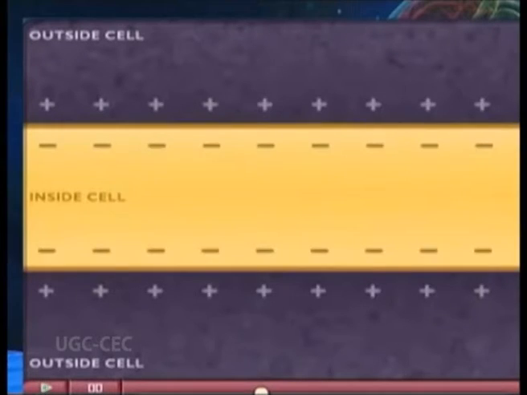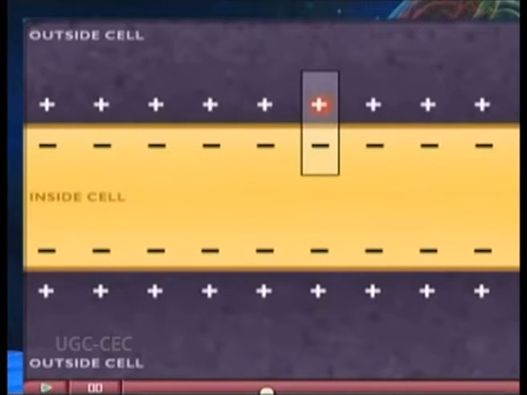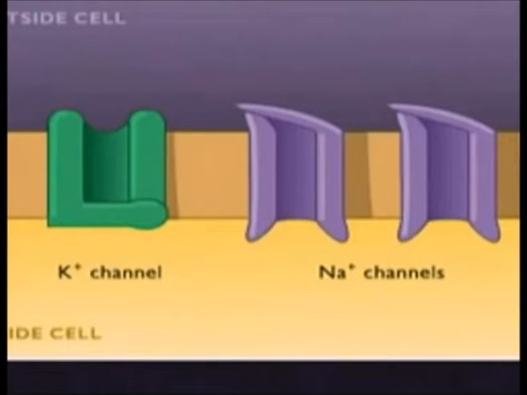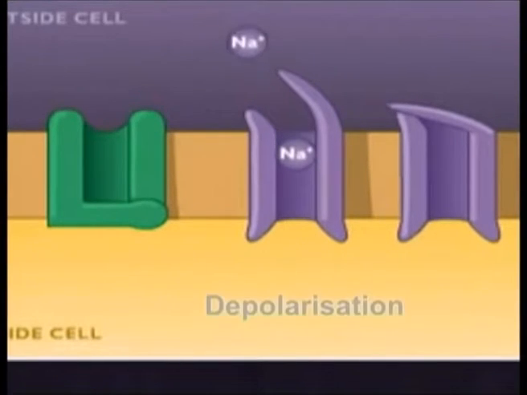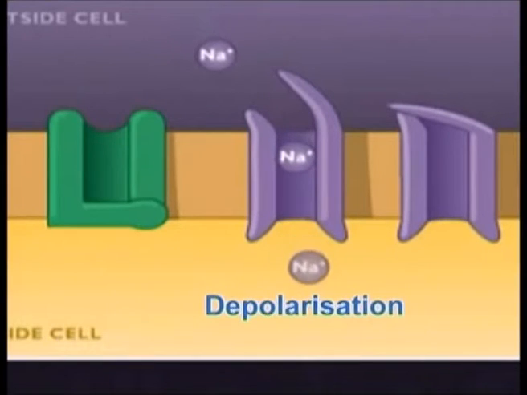At rest, the inside of the neuron is slightly negative due to a higher concentration of positively charged sodium ions outside the neuron. When stimulated past threshold, that is about -30 millivolts in humans, sodium channels open and sodium rushes into the axon, causing a region of positive charge within the axon. This is called depolarization. The region of positive charge causes nearby voltage gated sodium channels to close.